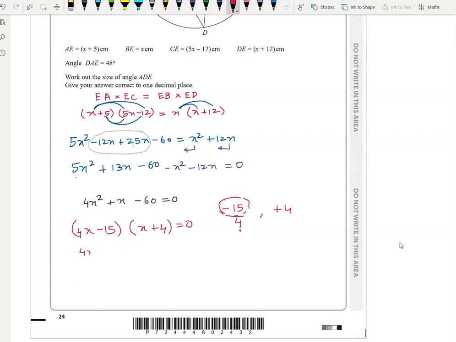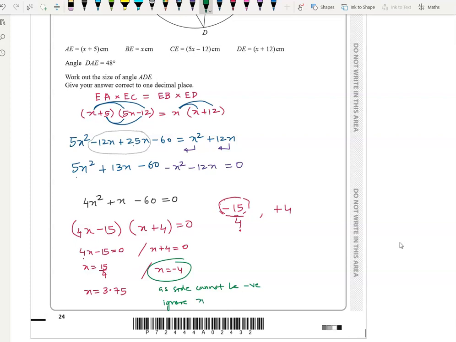Now 4x minus 15 is 0, or x plus 4 is 0. So x will be minus 15 will become plus 15, times 4 will become divided by 4. So 15, when you divide into 4 parts, it will be x equal to 3.75, and here x equal to minus 4. Now we can discard this value because a side cannot be negative, so we will ignore this. x cannot be minus 4 as a side cannot be negative, so we ignore the negative value. So the value of x is now 3.75.